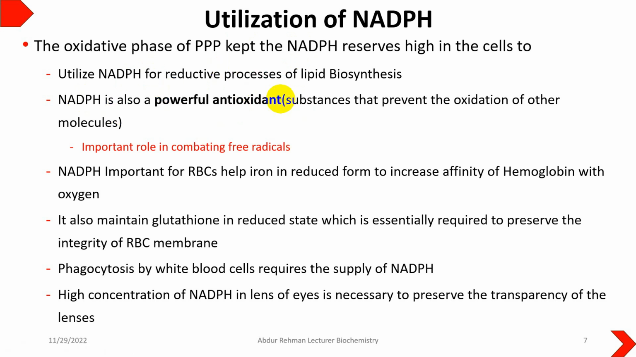As I have told you earlier, it combats the free radicals. This is the force which neutralizes the effect of free radicals, which we call reactive oxygen species, ROS, or reactive nitrogen species, RNS, in the form of hydrogen peroxide, which are generated in our body through normal processes. The oxidative phosphorylation process may lead to certain production of free radicals, but that will be neutralized by the NADPH, which is produced through this pentose phosphate pathway.